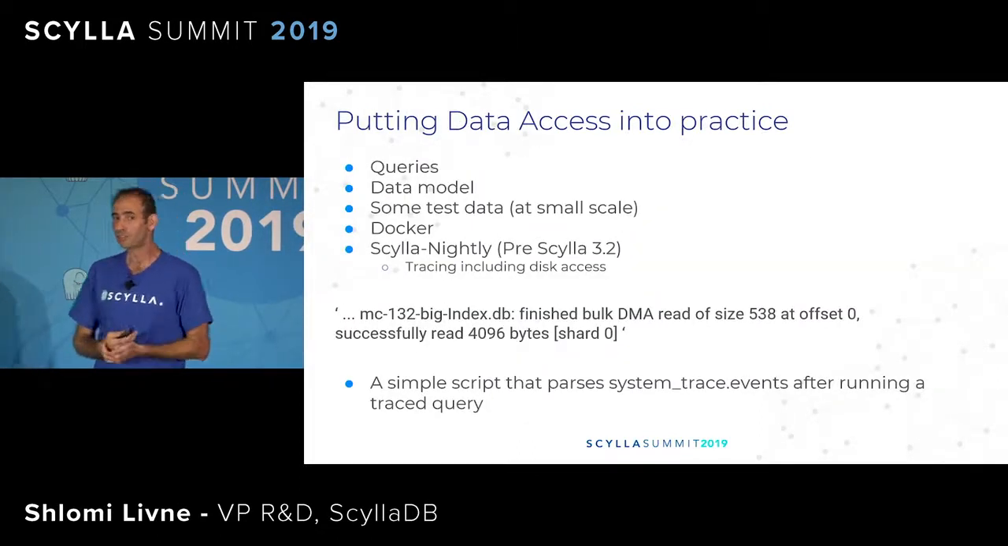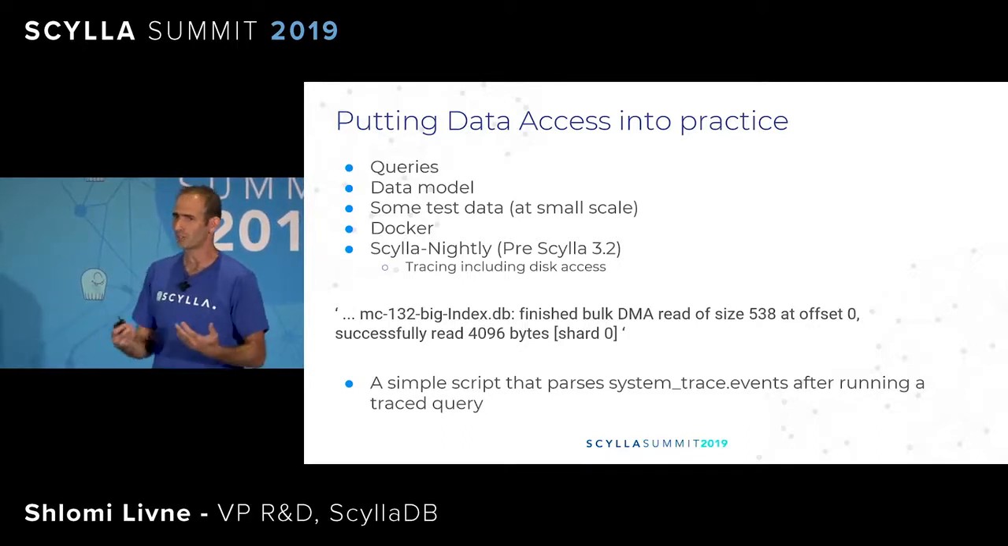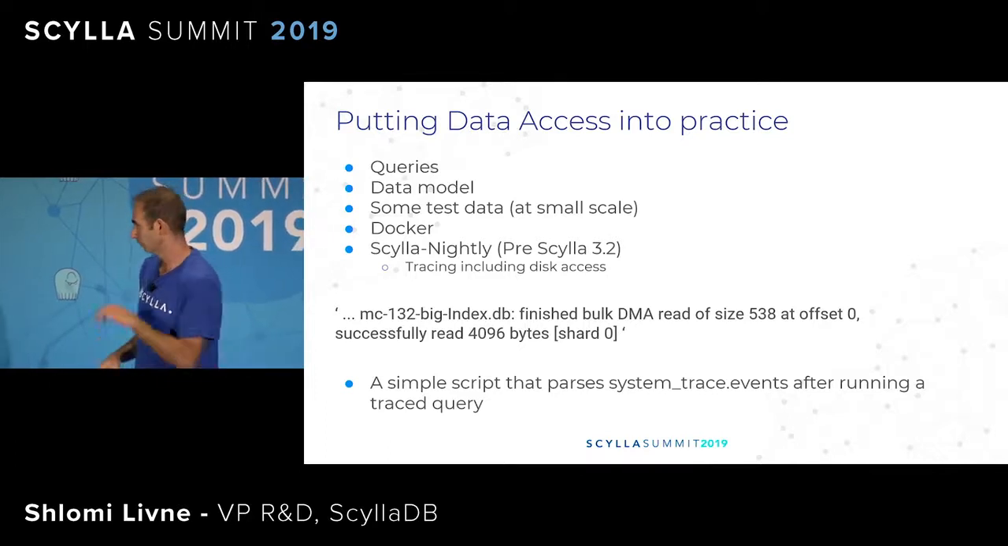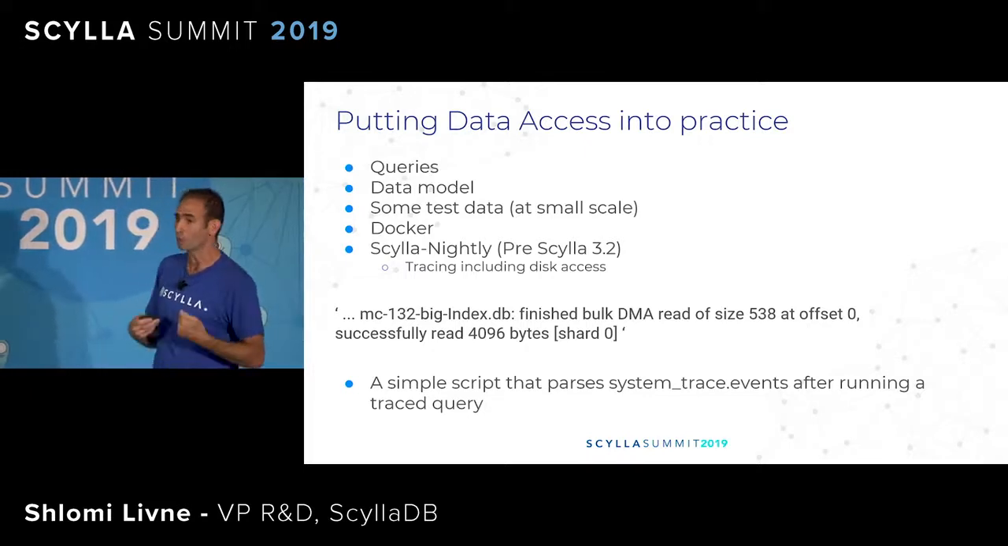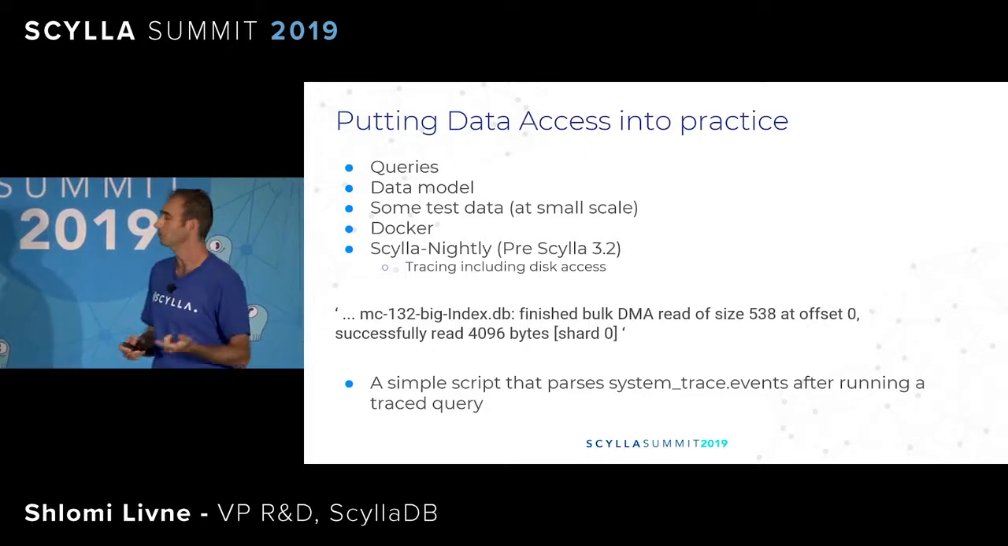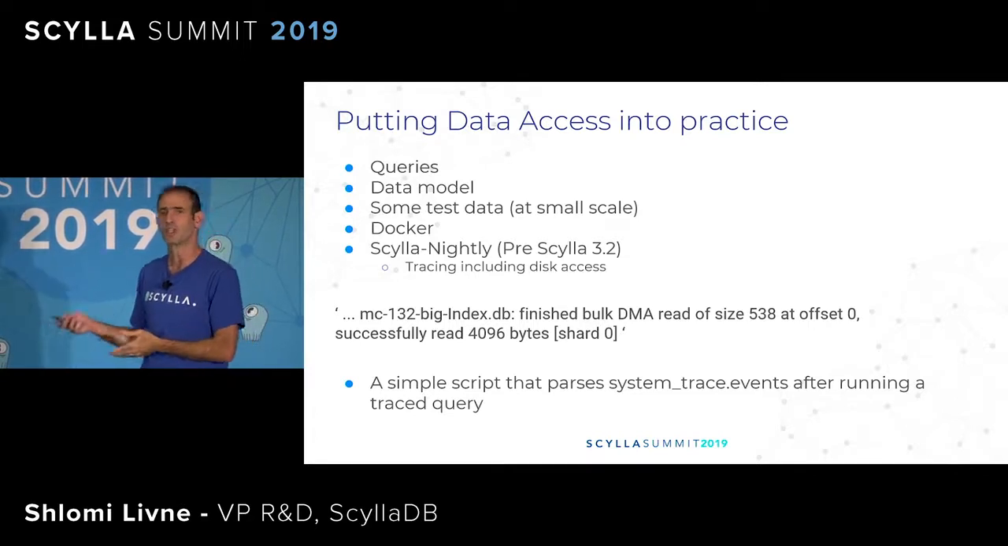So let's try to actually simulate this and verify that we want to use range scans with SQL group bys. So let's put it into practice. So what do we need? We need queries and a data model. We need some test data. We need Docker and Scylla nightly that has the image of 3.2.